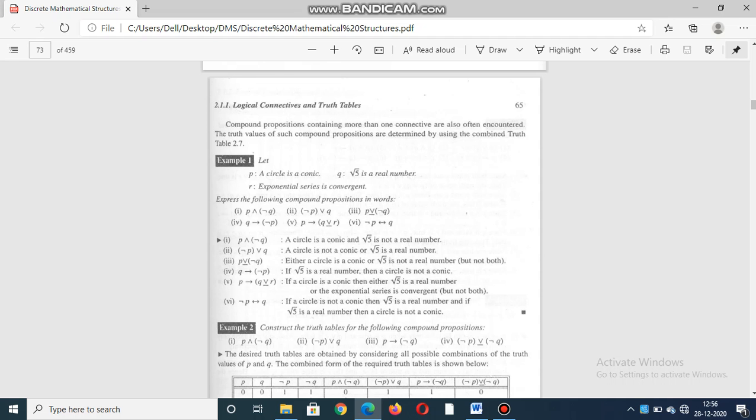So you come here next: negation P biconditional Q. Here also you have to write: if a circle is not a conic, then root 5 is a real number, and if root 5 is a real number, then a circle is not a conic. In the sense 1 comma 0, 0 comma 1, in that manner you write the statement. That's it.